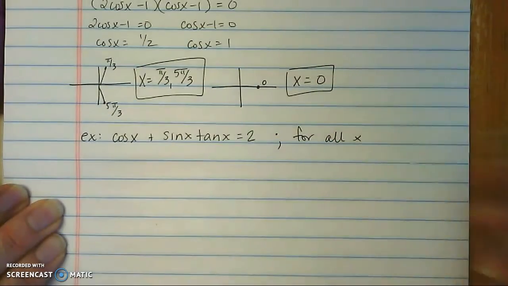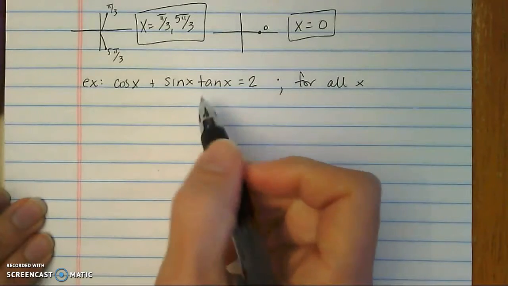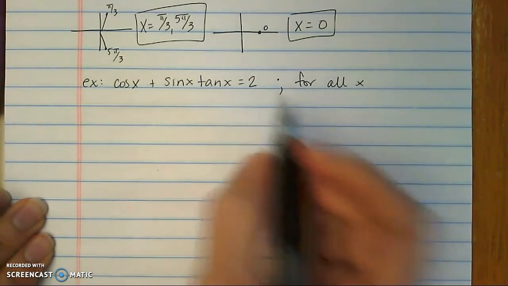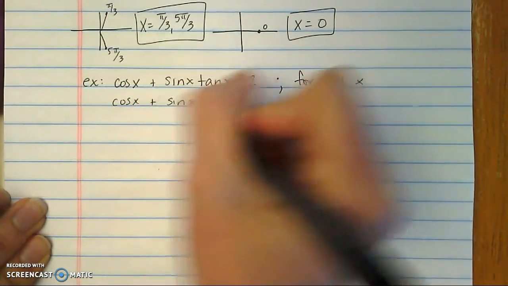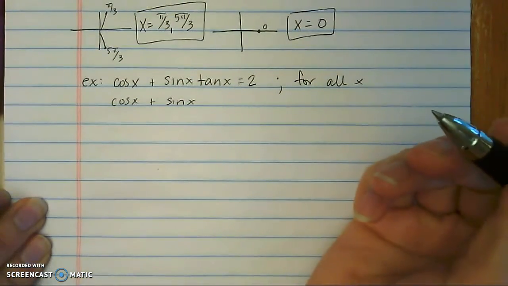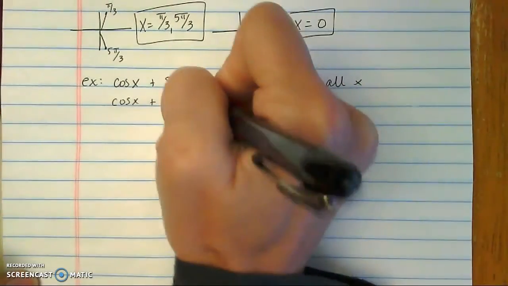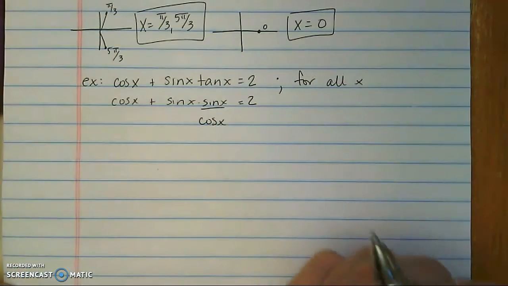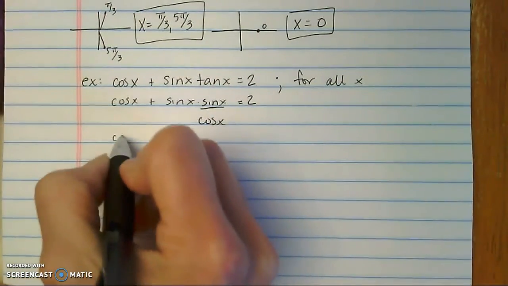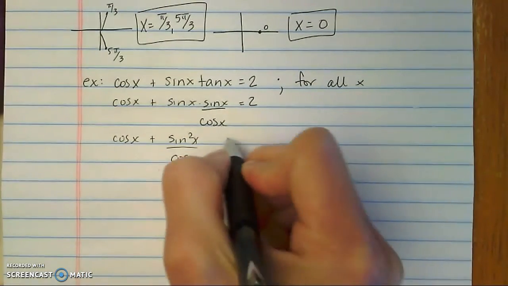For all x. Okay, solve this one for all x. Now, I got way too much going on here. And so I need to change the way that this problem looks. You can't solve if you have multiple versions of stuff. Okay, so tangent is sine over cosine. Alright, so I have cosine plus sine squared over cosine.